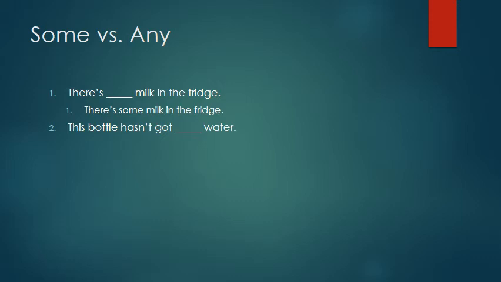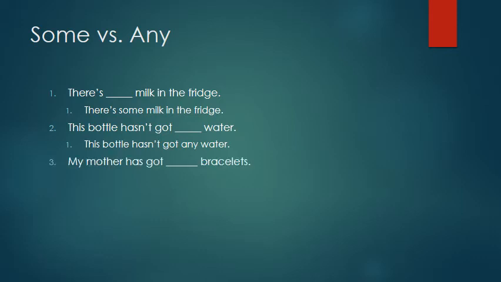So here we go. This bottle hasn't got blank water. Is this an affirmative sentence? Is this a question? Or is this a negative sentence? It's a negative sentence, and we know that we use any with negative sentences. So this bottle hasn't got any water. Here we go. My mother has got blank bracelets. Is this affirmative, negative, or a question? My mother has got some bracelets.